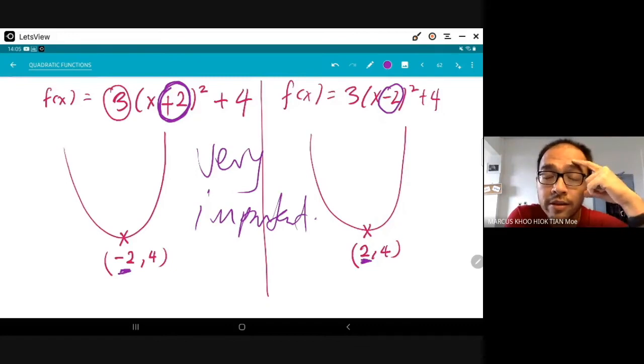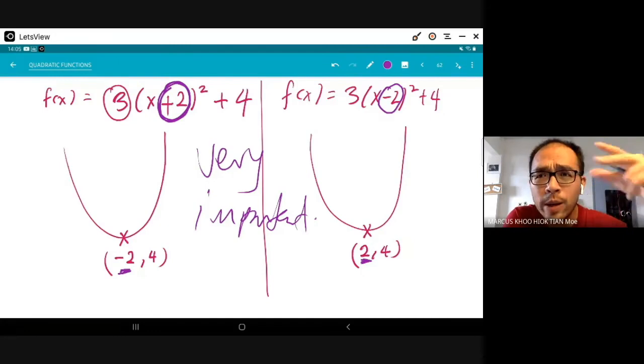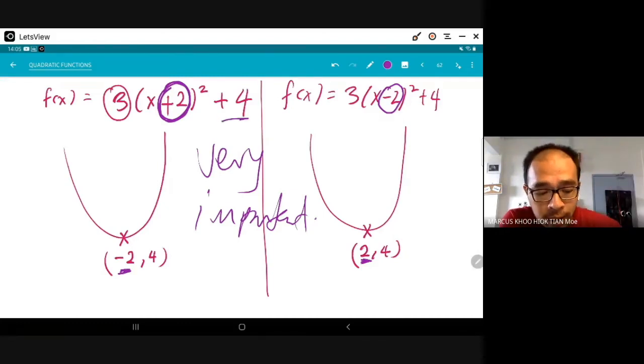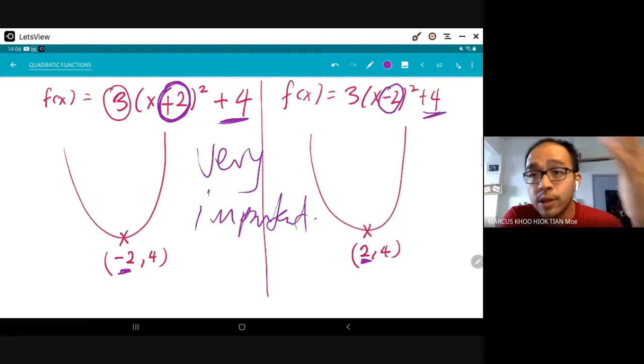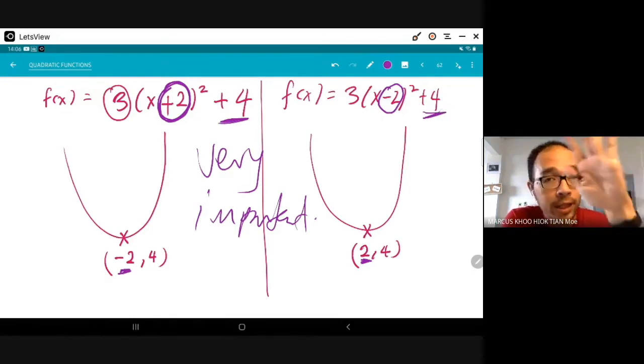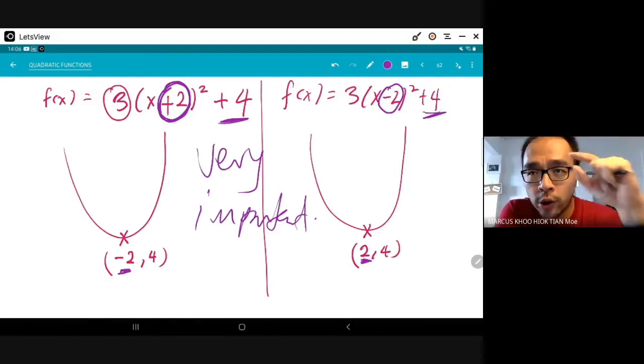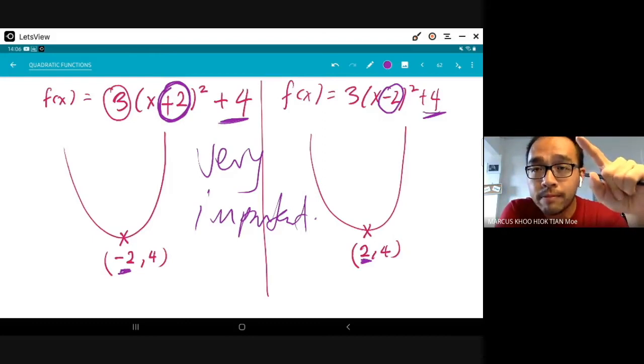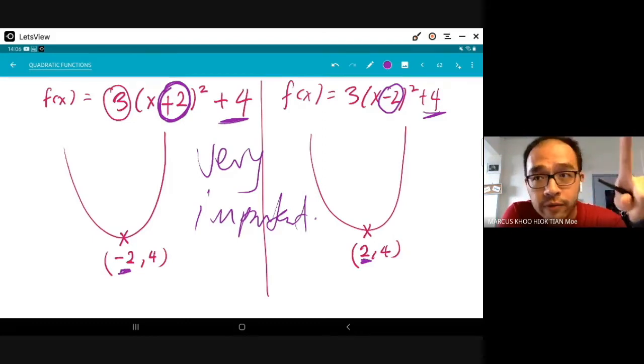Sampai form 5 pun saya akan balik-balik teriak ni benda ni, because people always forget this. Padahal it's such a simple fact to remember tau. Just remember that the x coordinate is always opposite. Y coordinate bahkan ikut saja. Kalau dia positif, positif. Kalau dia negatif, negatif. Nothing changes. Only the x coordinate is opposite. Be very careful with this.